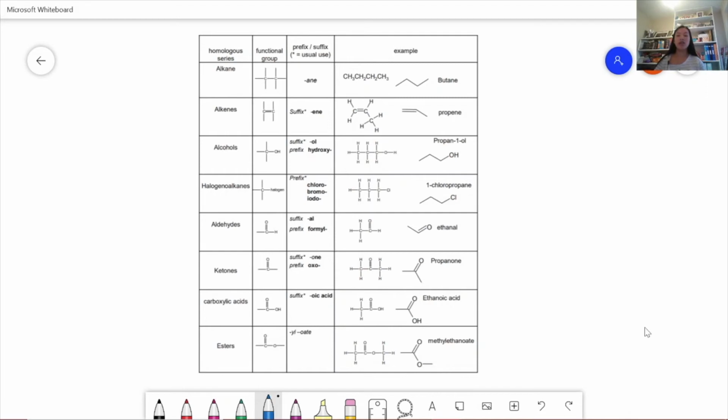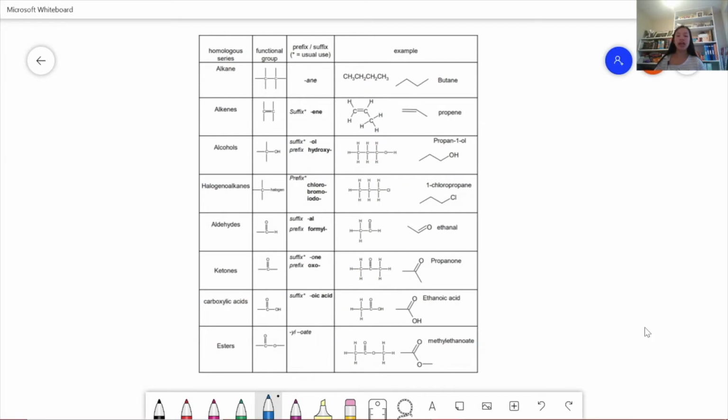And then for alcohols, we give it the suffix of -ol. So we have propan-1-ol because the OH is on the first carbon, so we have the number 1 there. Sometimes, if other things take priority over the alcohol naming, we use hydroxy as a prefix. And then for halogenoalkanes or haloalkanes, the prefix is chloro, bromo, or iodo, depending on the halogen. And again, we need to put the number in, so that goes before the chloro, the bromo, or the iodo.